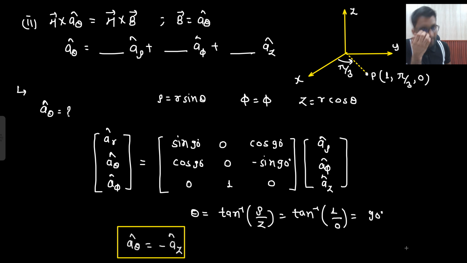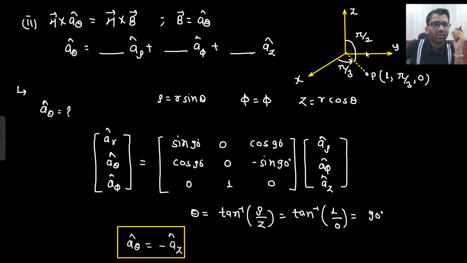What do I need to find? I need to find the direction of a theta cap. So this is the point P. What will be your theta? Theta is the angle made from the z axis. So this will be the theta. What do you think, what is this theta value? Pi by 2. In the geometry only you can get to know the value of theta is pi by 2.